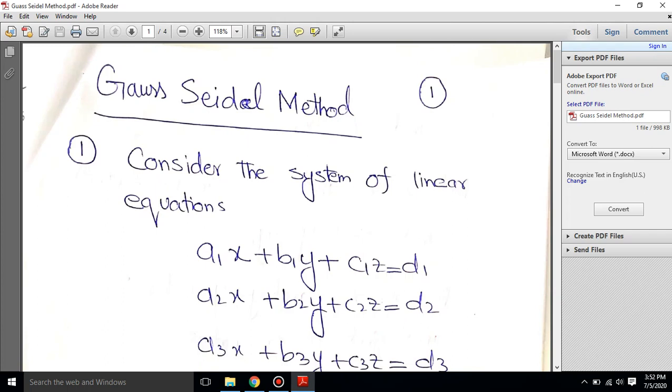Remember from your previous lecture that this method is very similar to the Gauss-Jacobi method, but there's a slight difference between these two methods. This one is slightly easier than the previous method, because there's a condition difference between the two.